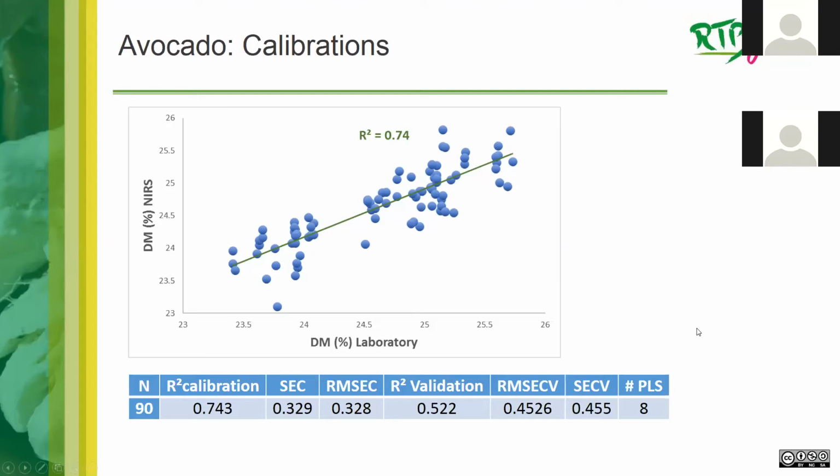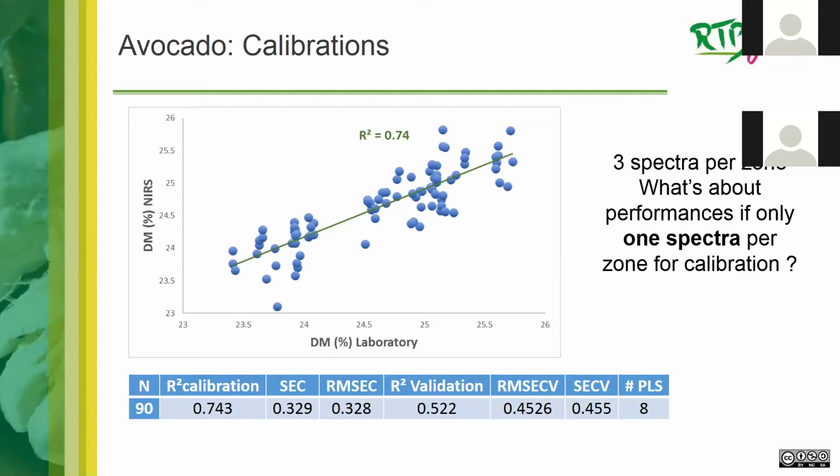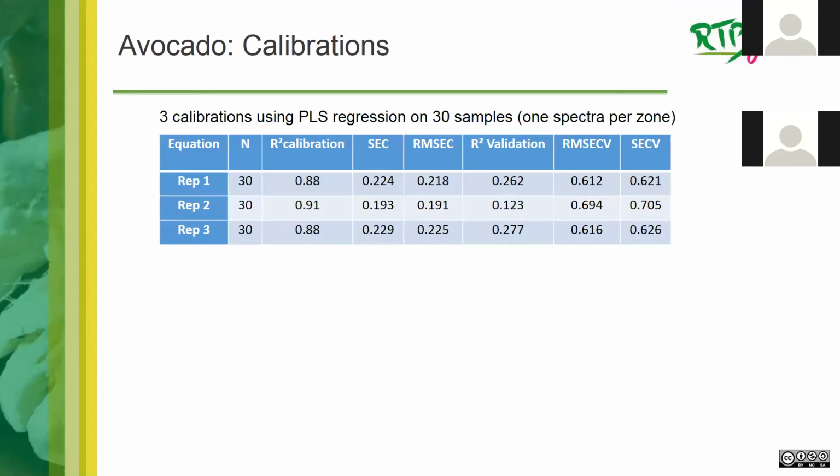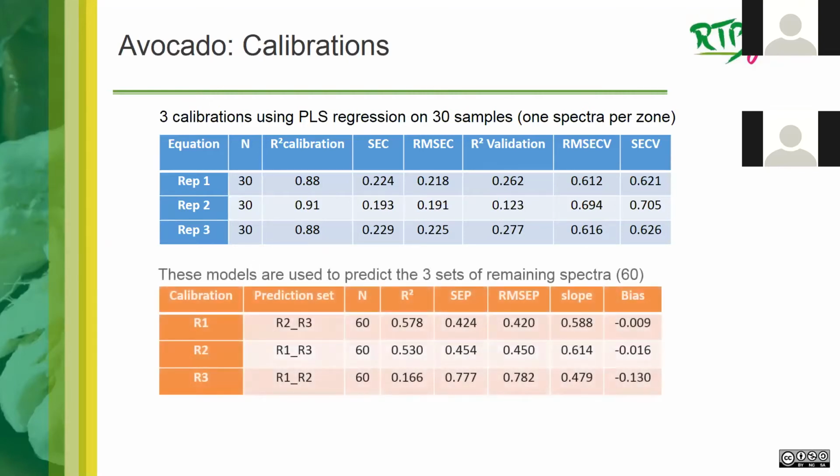We used for this calibration 3 spectra per zone, so 9 spectra per fruit. What about performances if only 1 spectrum per zone is used for calibration? That's what we did. We did 3 calibrations using only replicate one for each zone, so 30 samples for each calibration. And we use this calibration to predict the remaining set of replicates. For example, for calibration 1, using replicate 1, we predict replicates 2 and 3. So 60 samples, and we get a standard error of prediction.